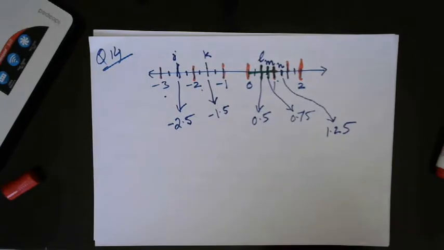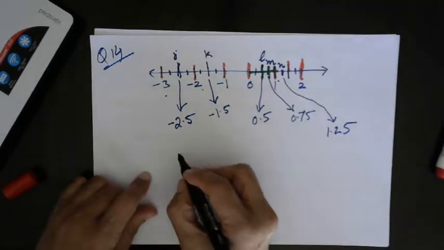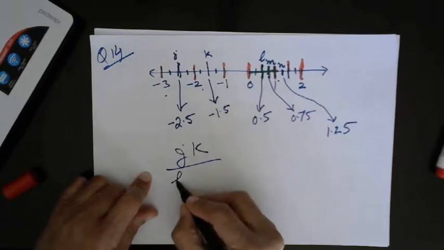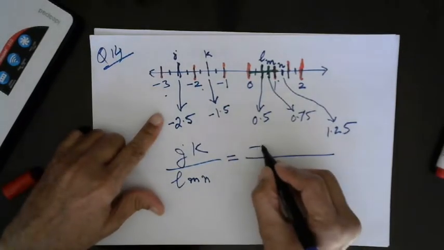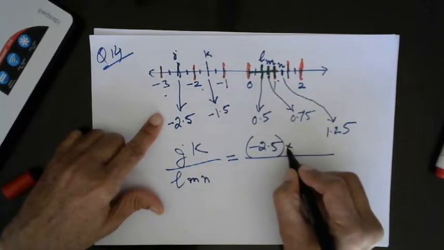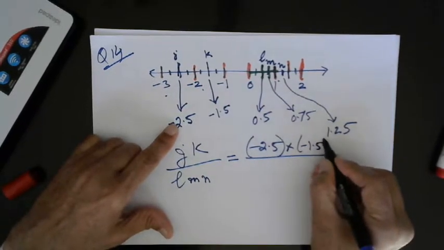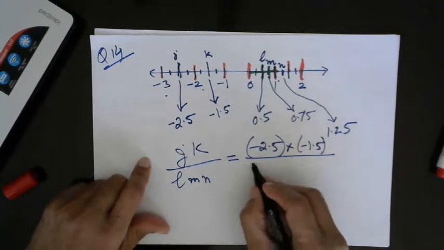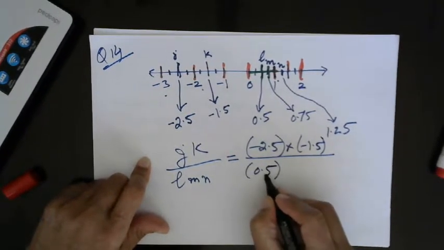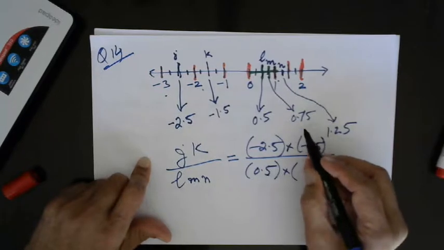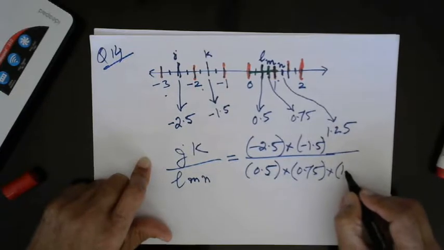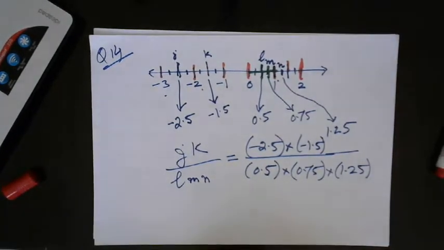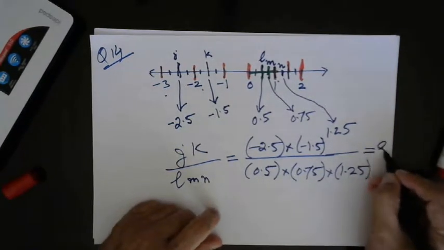Now we are required to find the ratio of JK to LMN. Well, this is equal to, what is J? -2.5 times, what is K? -1.5, and divided by L, which is 0.5, times M, which is 0.75, times N, which is 1.25. Right? So if you are allowed a calculator, you will find that this comes to equal 8.